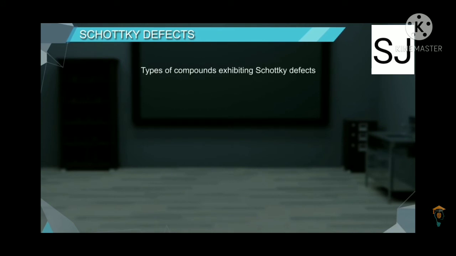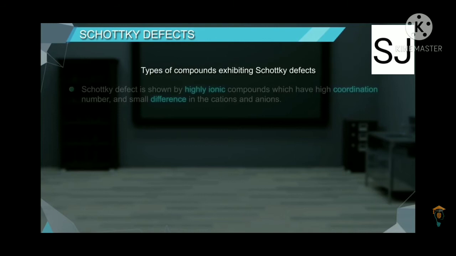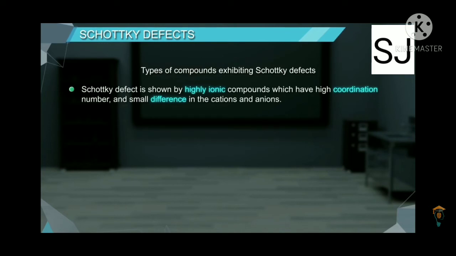So the type of compounds which usually show Schottky defects are usually common in highly ionic compounds, which have high coordination number and a small difference between the cation and anion sizes, or we can say where the sizes of positive and negative ions are almost equal. Such compounds show Schottky defects.